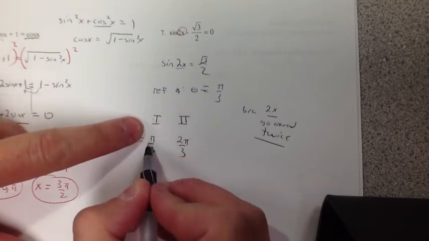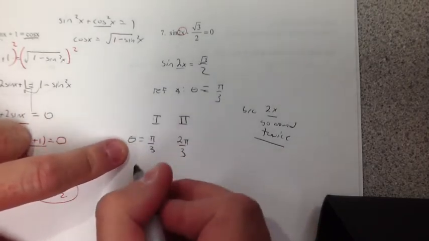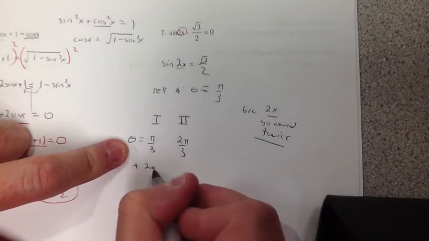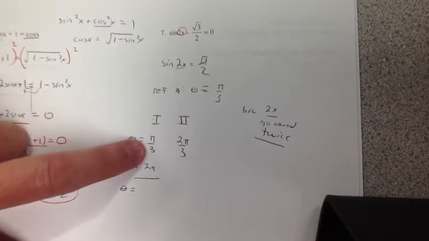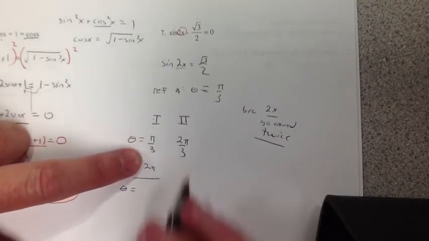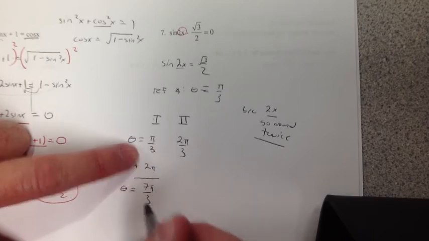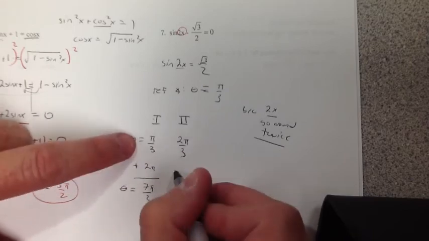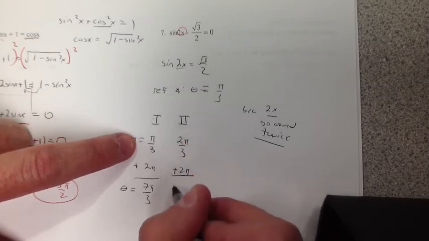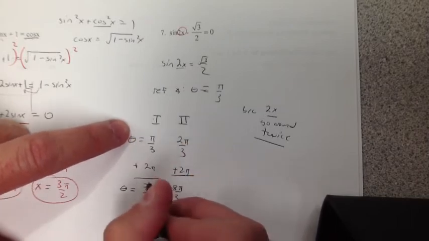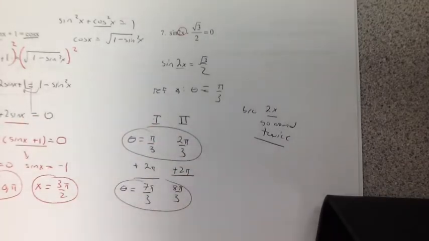So if I'm in the first quadrant, if I go around, there's one time. I went around one time. If I go around twice, I have to add 2 pi. So my next theta for this quadrant, if I add 2 pi to here, what's that? That's 7 pi over 3. You can verify the math. In the second quadrant, if I add 2 pi, that's going to give us, what's that? 8 pi over 3. So here are my reference angles.